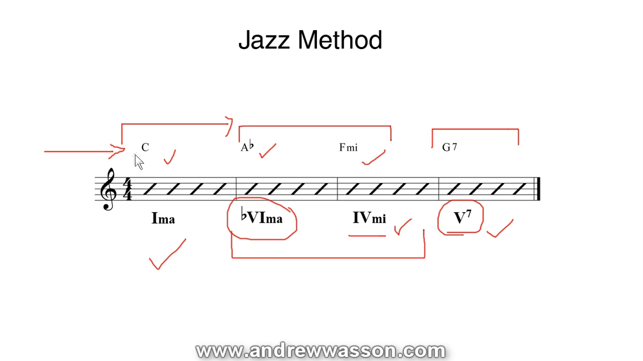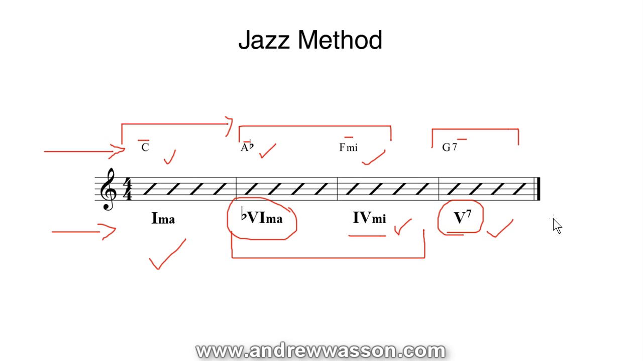So now to identify the new chord progression of a C major to A flat major to F minor to G dominant 7th, we can do that with jazz analysis by way of identifying it as a 1 major, moving to a flat 6 major, moving to a 4 minor, finally moving to a 5-7 chord. So you can see the flexibility in being able to have very specific identification made using this jazz method.